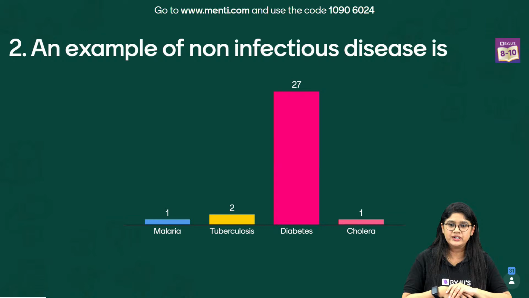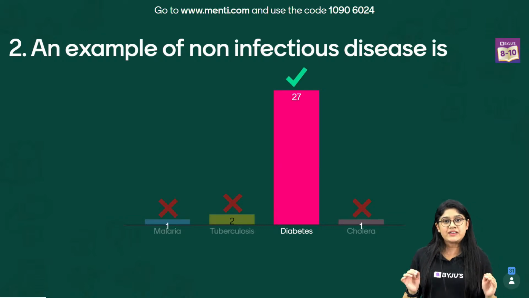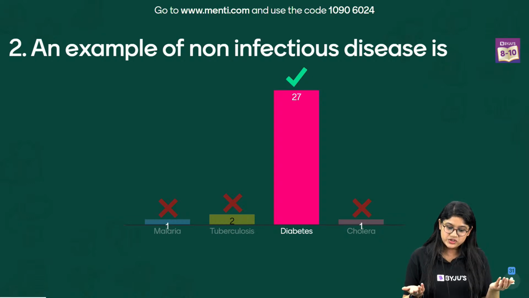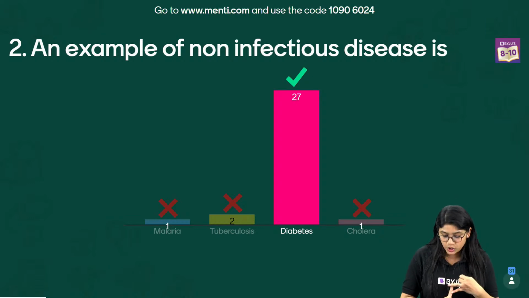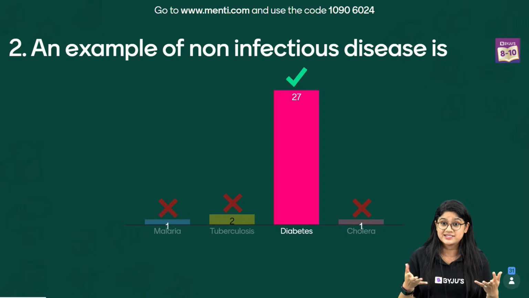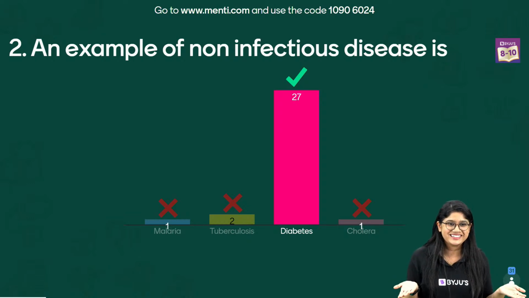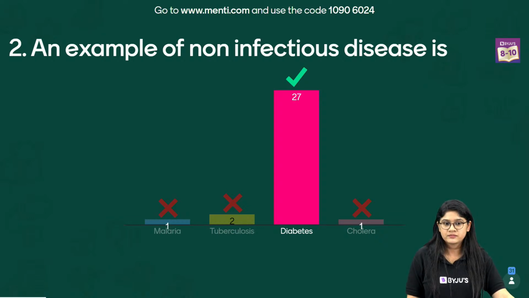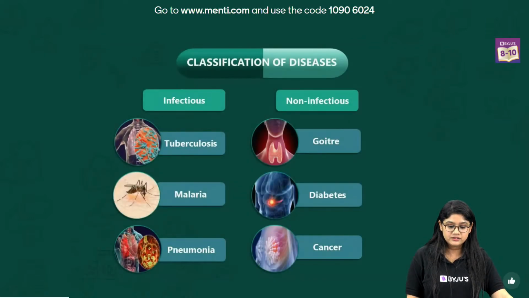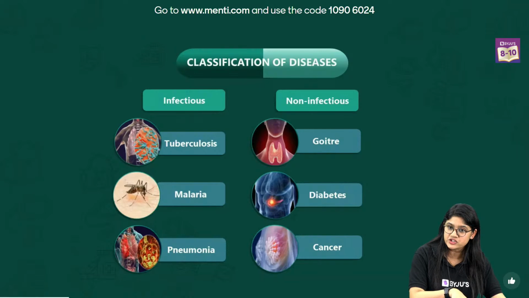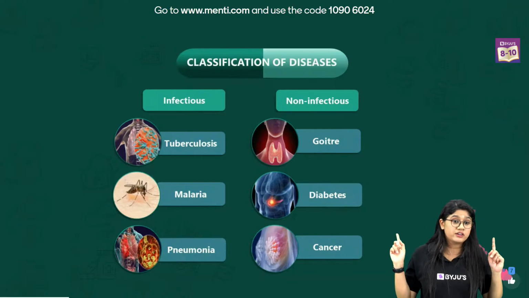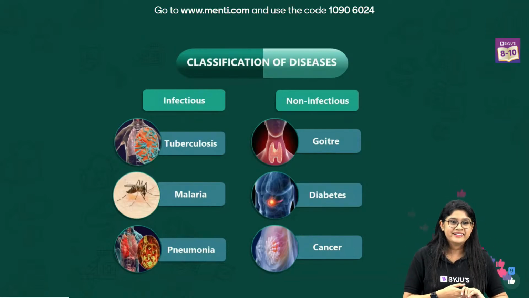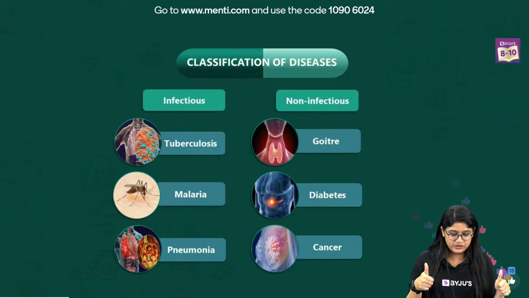Everyone, come on, vote. It's really interesting, and of course, all of you have voted. 27 of you have voted for the correct answer, which is diabetes. Malaria, tuberculosis, and cholera are infectious diseases, whereas diabetes is not. Right? Awesome. Let's look at the solution. So we have infectious and non-infectious diseases. I can see a lot of likes. Let's move to the next question.